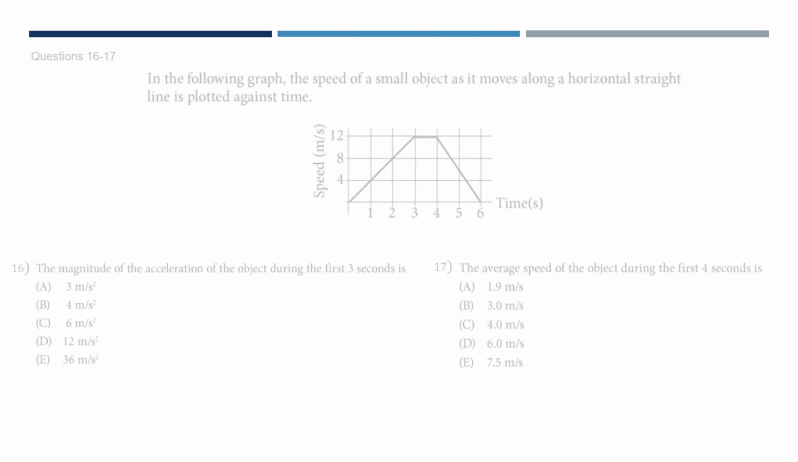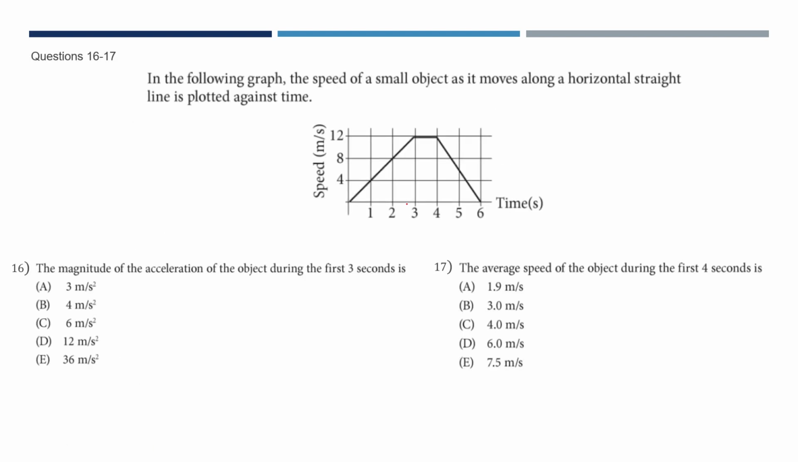Perfect. Let's move to question 16 and 17. In the following graph, the speed of a small object as it moves along a horizontal straight line is plotted against time. We have a graph between speed and time. For question 16, the magnitude of the acceleration of the object during the first 3 seconds.